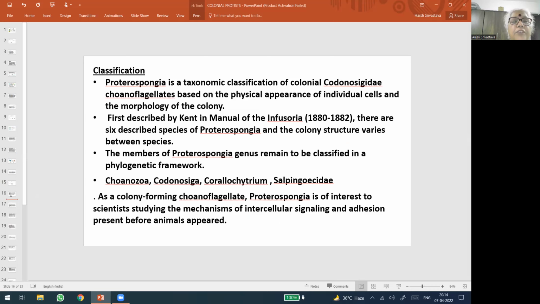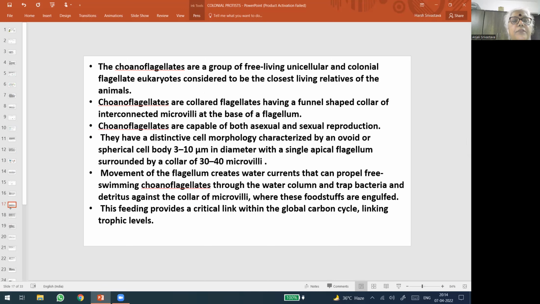Now, the classification of these choanoflagellates has been divided into one order and three families. These are the classification details of this choanoflagellata, phylum, and sorry, class and order. Now, the important characteristics of these choanoflagellates are they are a group of free living unicellular and colonial flagellates considered to be the closest living relatives to the animals. They are the collared flagellates having a funnel-shaped collar of interconnected microvilli at the base of a flagellum.